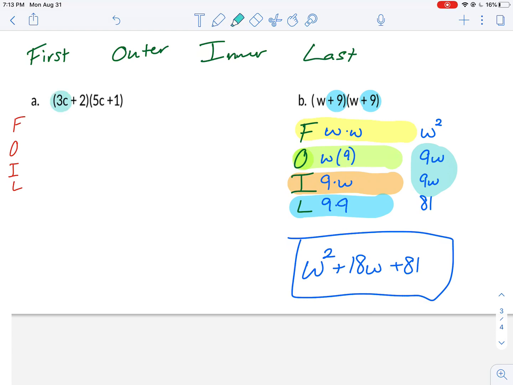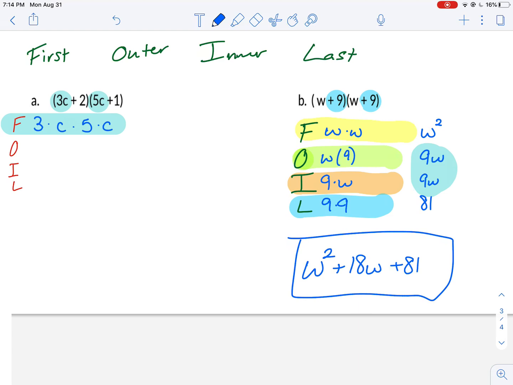All right, let's do the same idea over here in A. This one's a little bit trickier because I have my first product, my first two terms. Now that's 3C times 5C. And I would encourage you to think of this a little bit differently. So think of it as 3 times C times 5 times C.